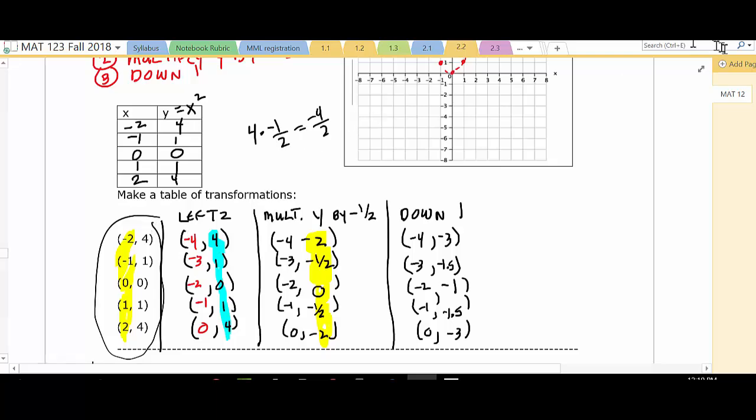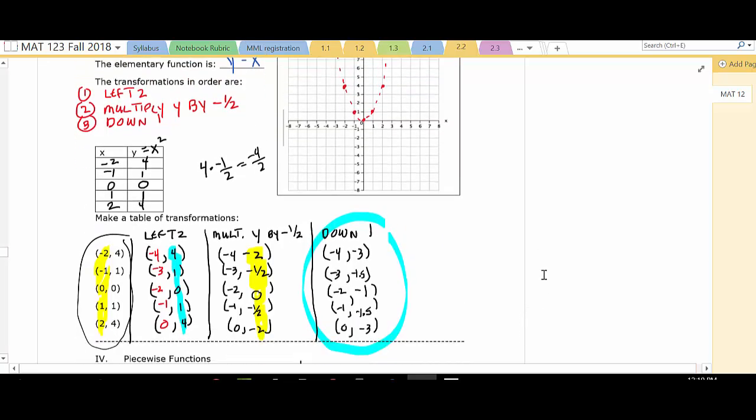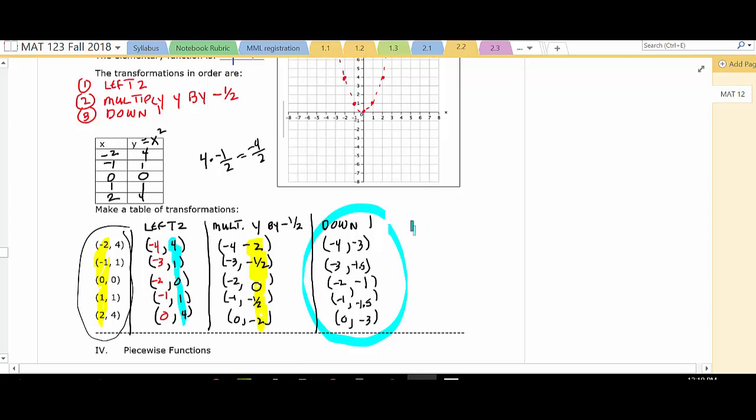Now, what I want you to do next is you want to go ahead and these points right here, go ahead and go to your graph and just plot those points and then we'll have what our graph looks like. Okay, so go ahead and take these points and plot them and then we're done. Okay, so we would have -4, -3, -3, -1.5, -2, -1, -1, -1.5, 0, -3, so it went like that.